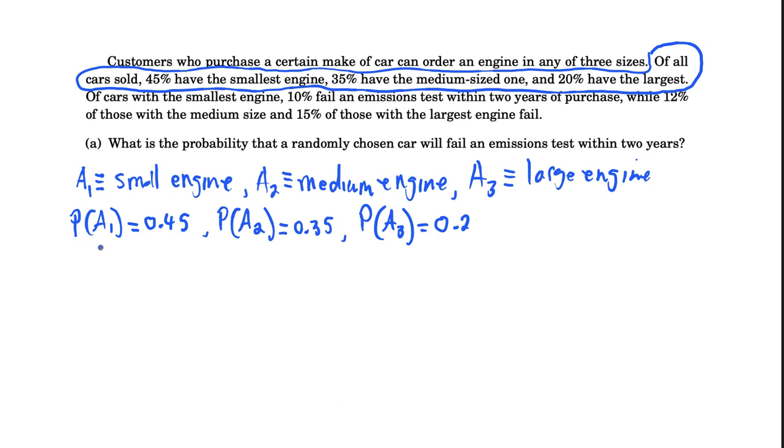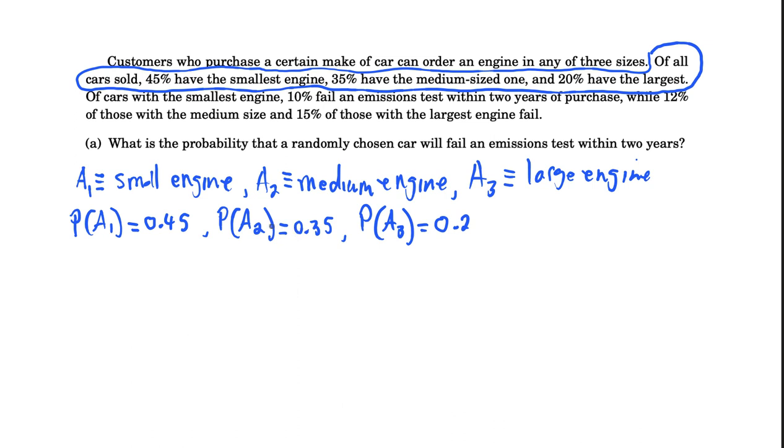And these probabilities for your partition all have to add up to 1, because remember, the partition are the pieces that fit together to make up the sample space. And we know that the probability of the sample space is 1. So these probabilities have to sum up to 1, and if you do a quick check, 0.45 plus 0.35, that's 0.8, plus 0.2, that gives us 1.0, right? So we have that part. Now let's see what other information is given.